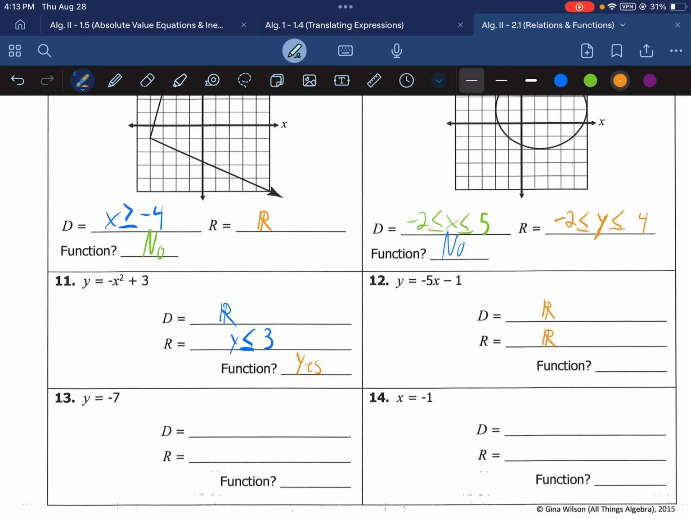And was it a function? Would any vertical line have ever crossed that, or crossed more than one point on the graph? No, no vertical line would have crossed more than one point on the graph. So yes, it is a function.